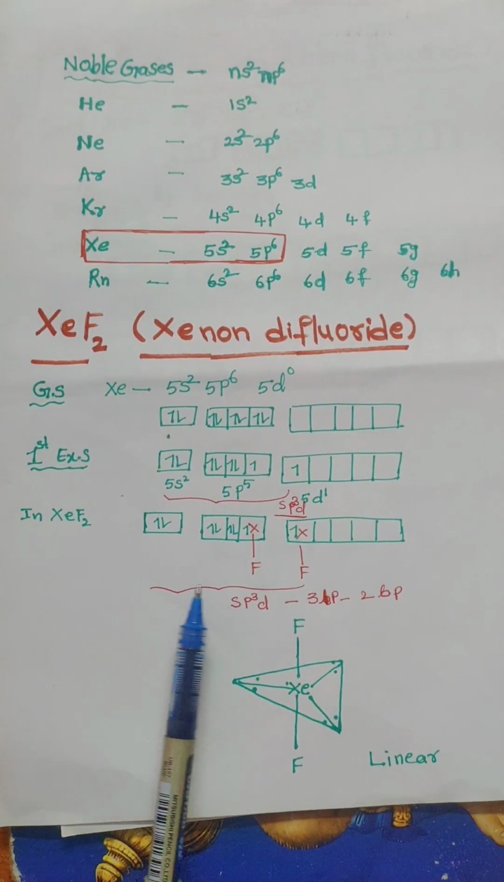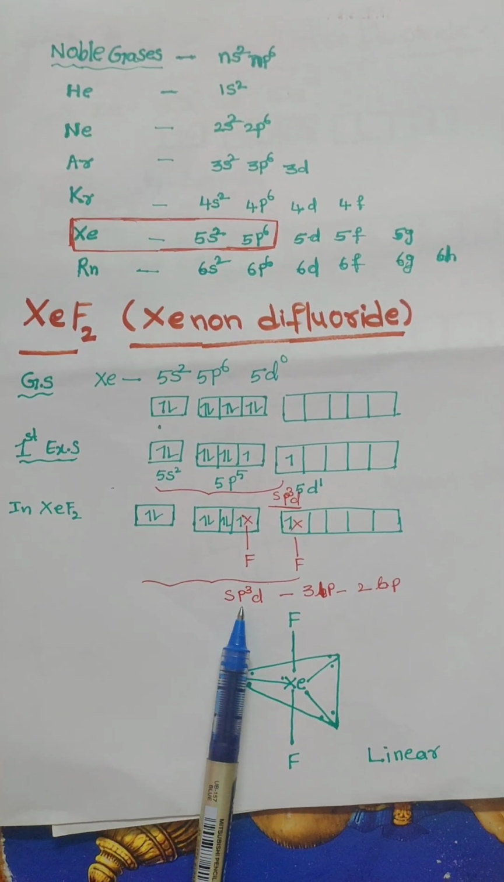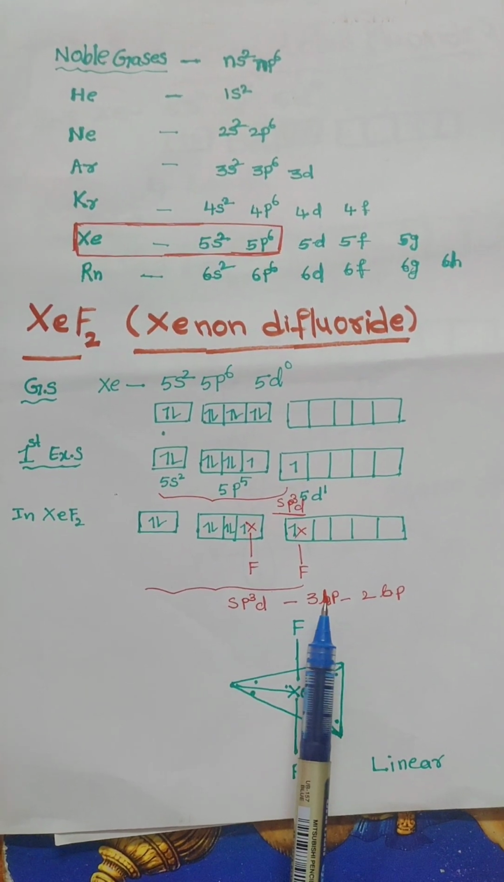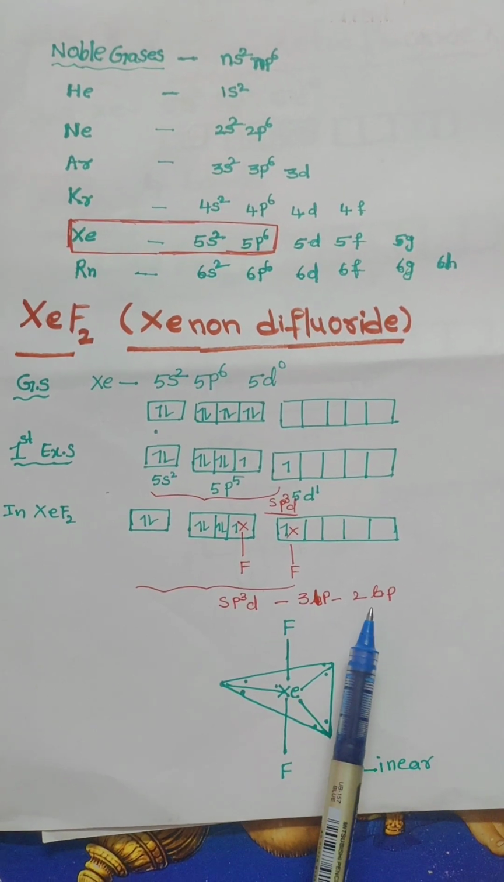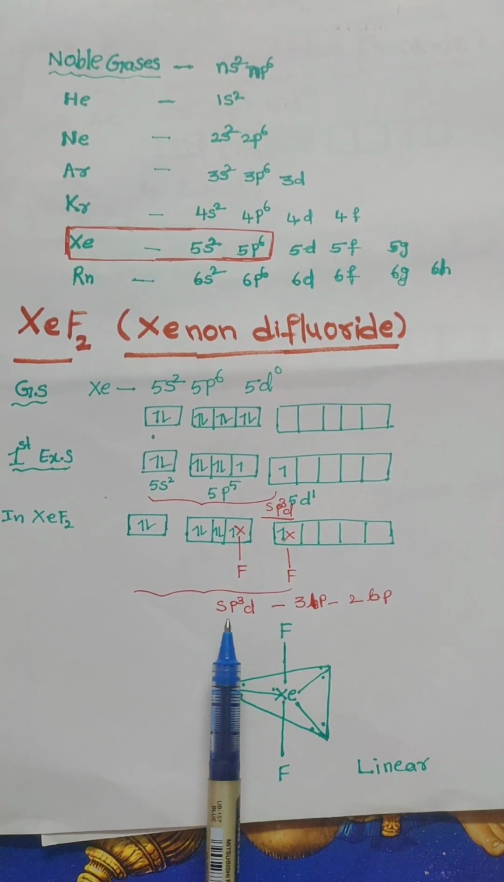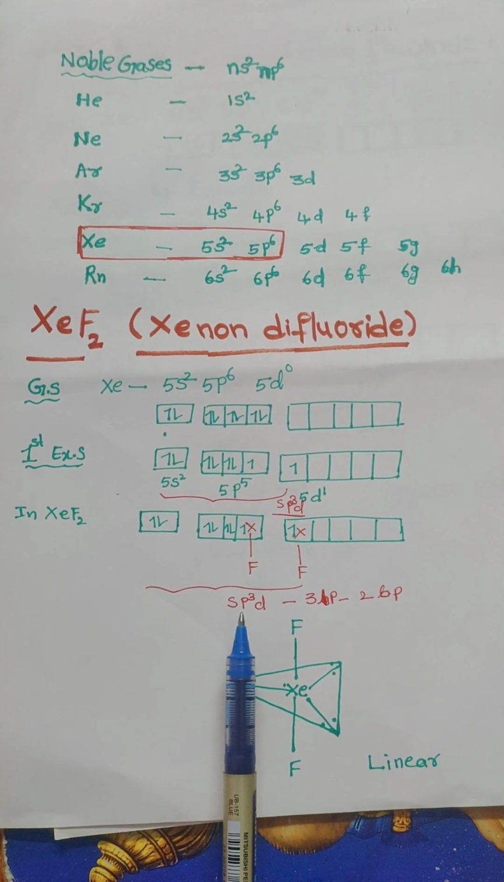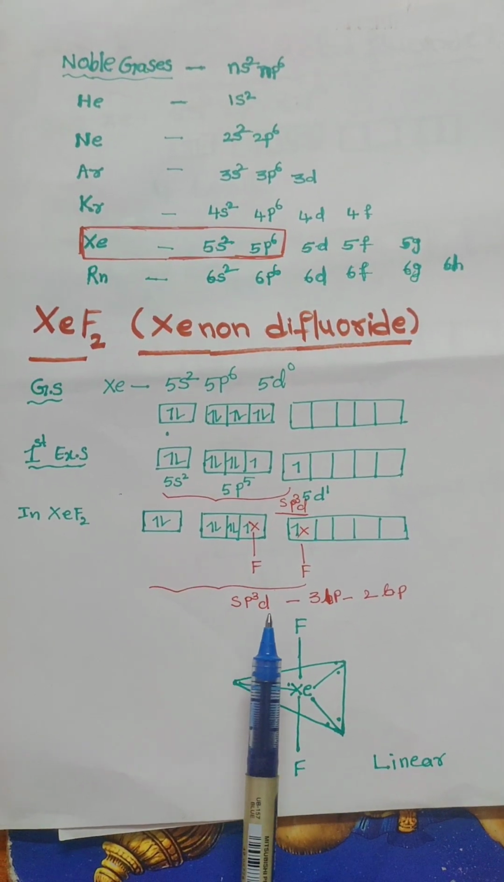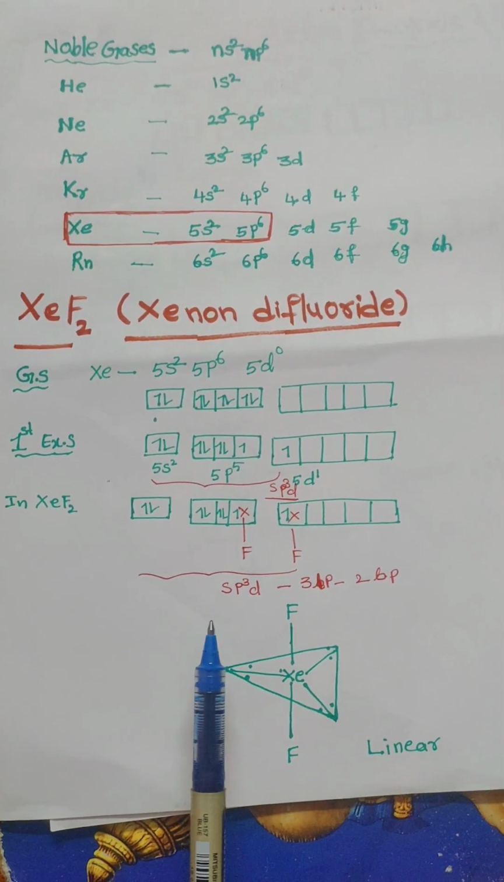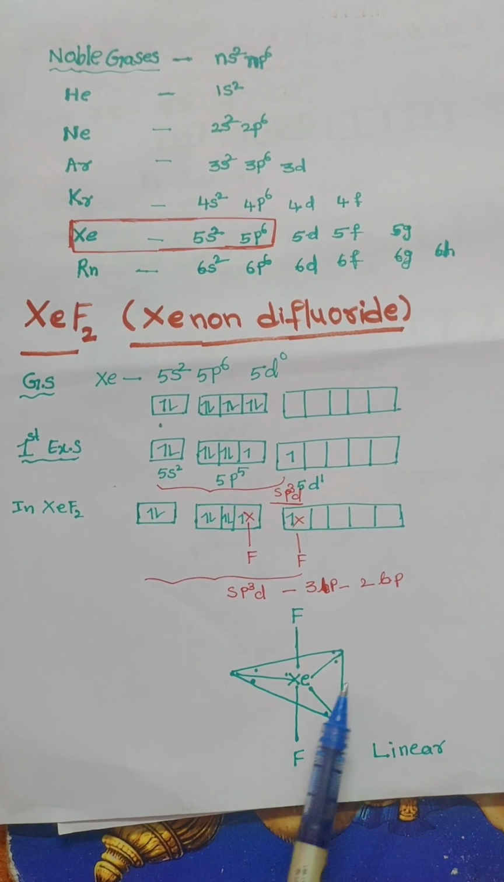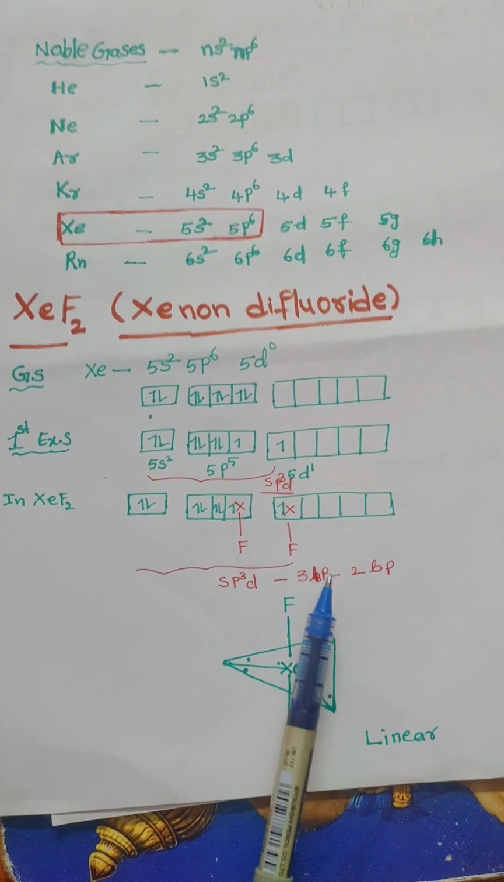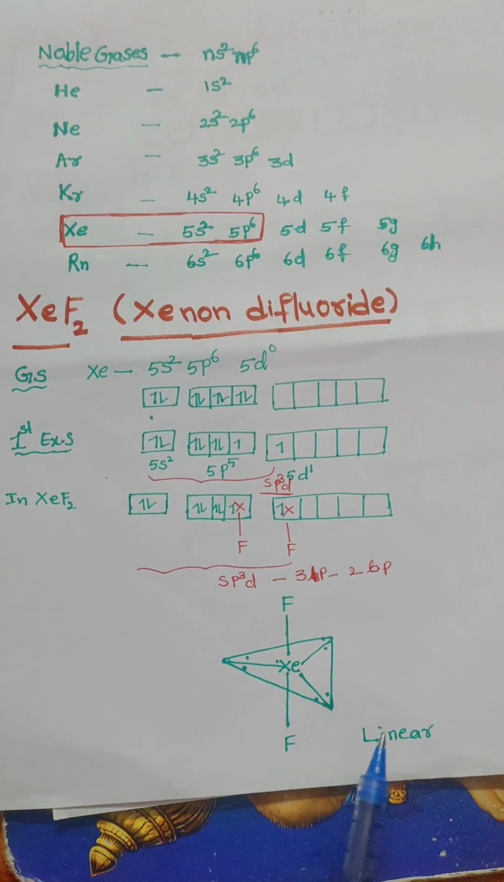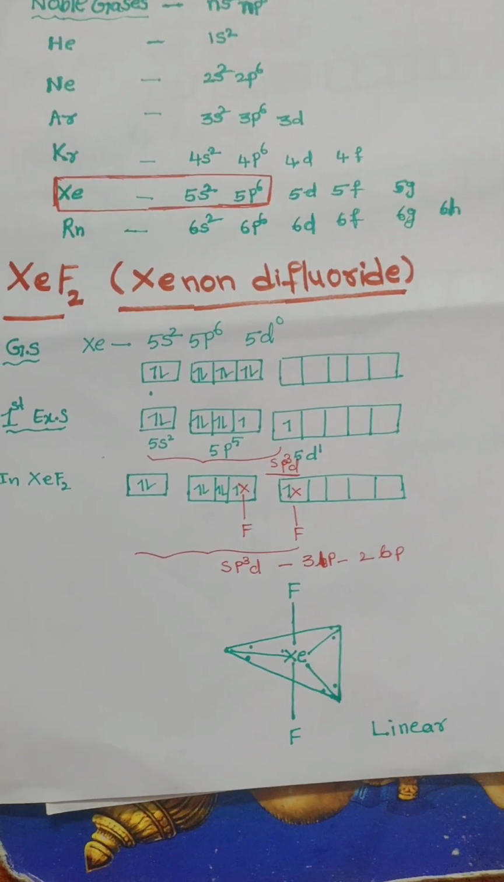That means in xenon difluoride hybridization is sp3d and the number of lone pairs is 3 and the bond pairs is 2. If in this hybridization it has no lone pairs, then it will get the trigonal bipyramidal shape. But as it is having three lone pairs, it is having linear shape.